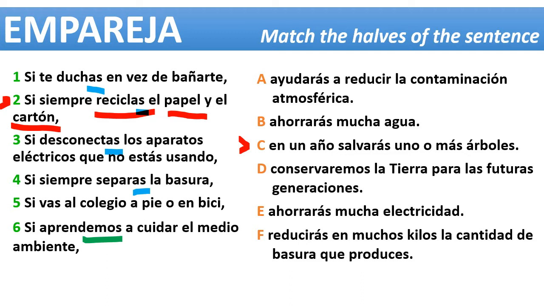That is going to translate through to the right hand side as well, because as you can see, you've got ayudarás, ahorrarás, salvarás, but then you've got conservaremos. So immediately we know that 6 is going to match up to D purely through the grammatical format of the sentence, because you're talking about we. I'd spend about 5 minutes doing this, match up the halves of the sentence, and then translate the phrases. These are going to be useful to use in a piece of work that you're going to be doing at the end of the lesson.